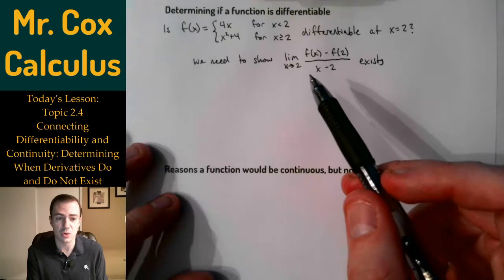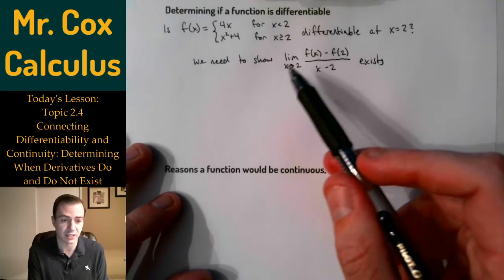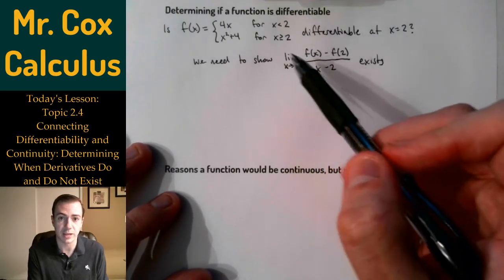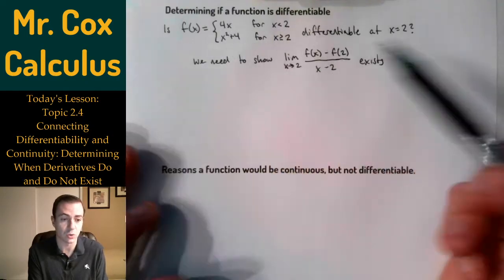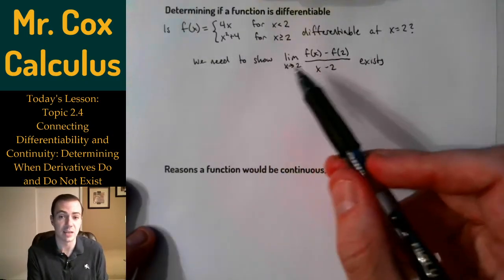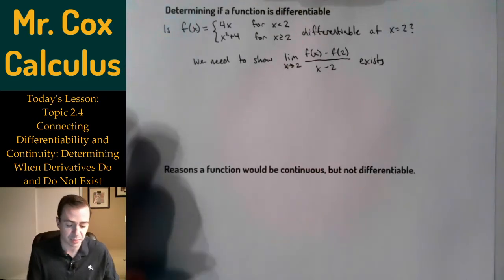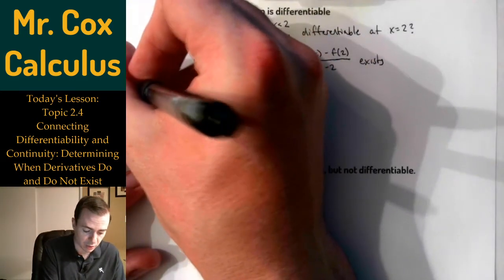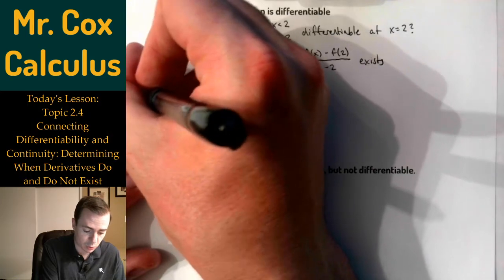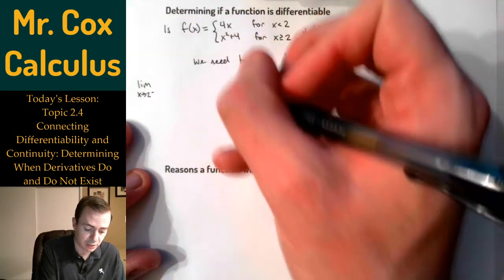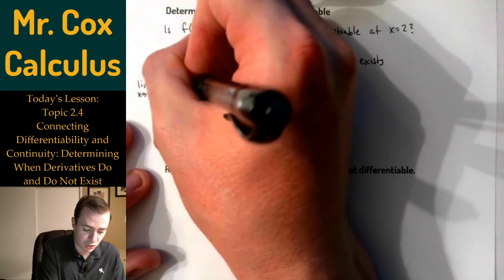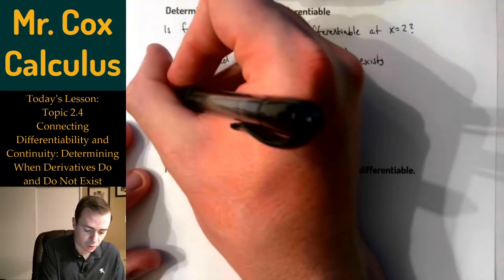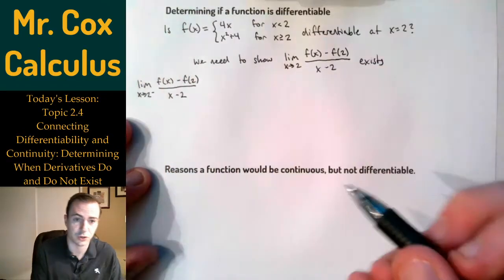Just like with continuity, if I want to talk about the limit as x approaches 2 of a piecewise function that's one thing to the left of 2 and another thing to the right of 2, I need to look at the one-sided limits of this particular statement. So let's see what happens here when I look at the limit as x approaches 2 from the left of f of x minus f of 2 over x minus 2.